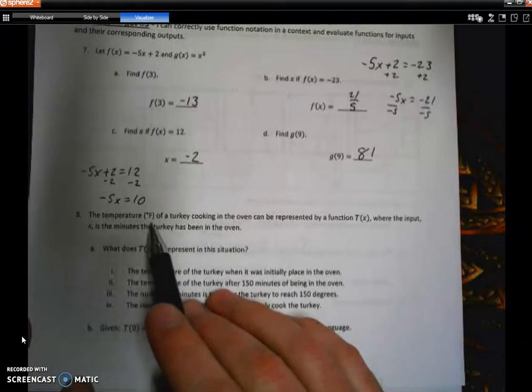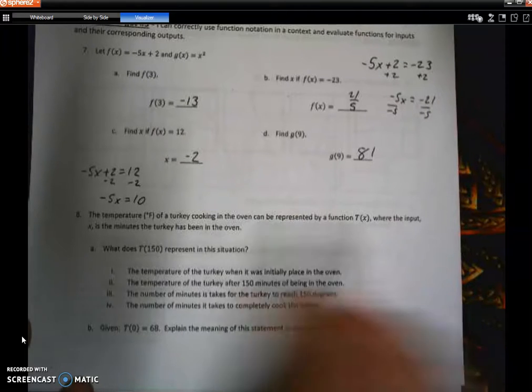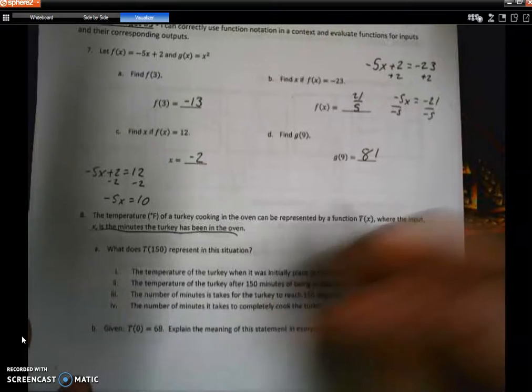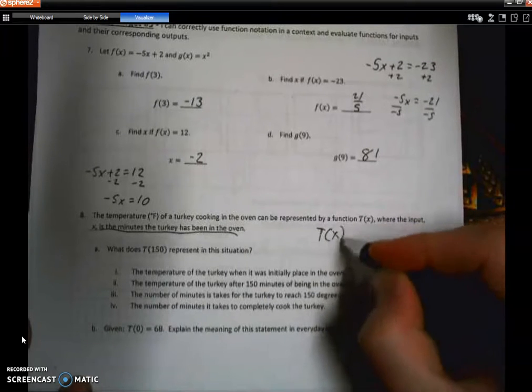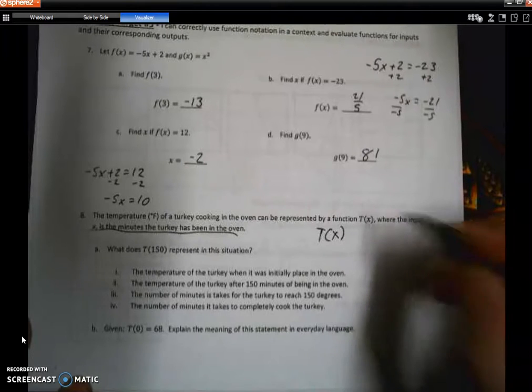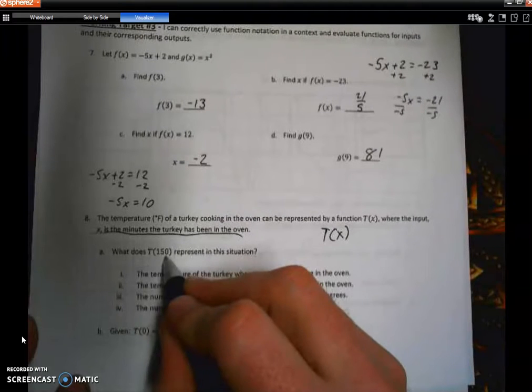The temperature in degrees Fahrenheit of a turkey cooked in the oven can be represented with the function T of x, where the input x is the minutes. So x is the minutes the turkey's been in the oven, right? So T of x will tell us the temperature of the turkey after it's been cooking in the oven. So, okay, what does T of 150 represent?